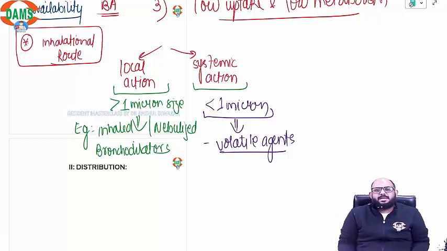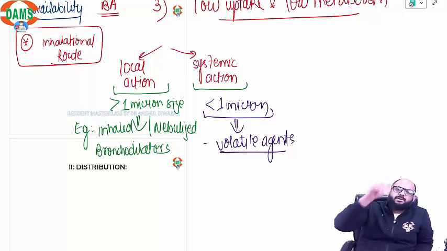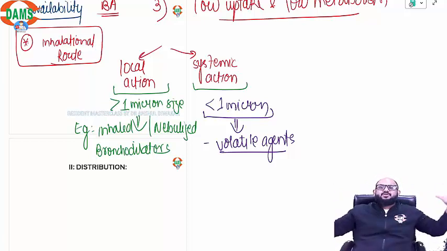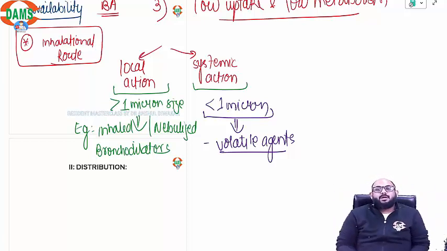So this is how it is happening, because the size of the particle is less than 1 micron. So it will go deeper. It will reach the alveoli, and from alveoli it diffuses. And see, this is the largest route of administration of the drug. The total surface area of pulmonary capillaries is 70 meters square, which is huge.